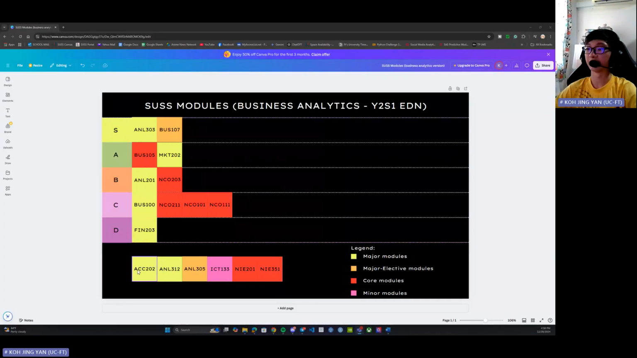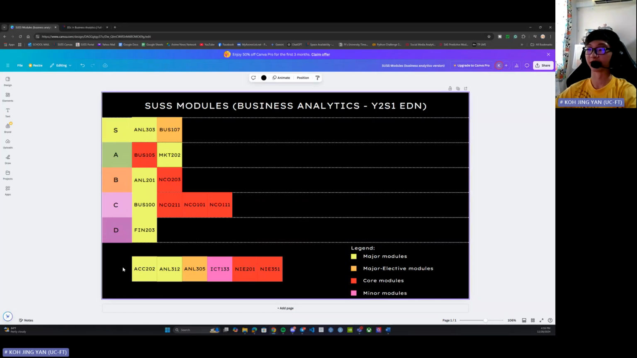So here are mainly the different modules that I have for Year 2 Sem 1, such as ACC 202, AL 312, AL 305, ICT 133, NIE 201, and NIE 351 itself. I will mainly just go through these modules in just a bit.